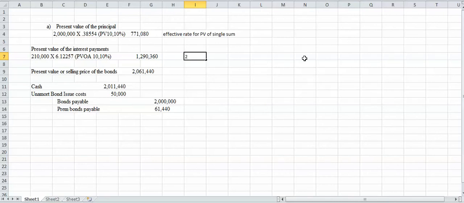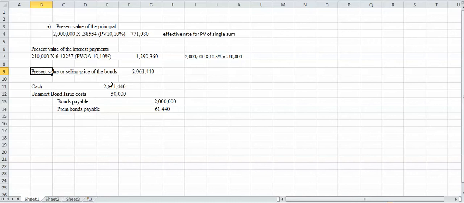So 2 million is the face value, times 10.5%, because that's on the face, equals 210,000. So those are going to be our payments. But we want to find the present value of an ordinary annuity. That's what PVOA means. Go to that table, but make sure you don't use 10.5% on the table. You use the effective rate of 10%. 5 decimal places. So the principal is 771,081. The present value of the payments is 1,290,360.